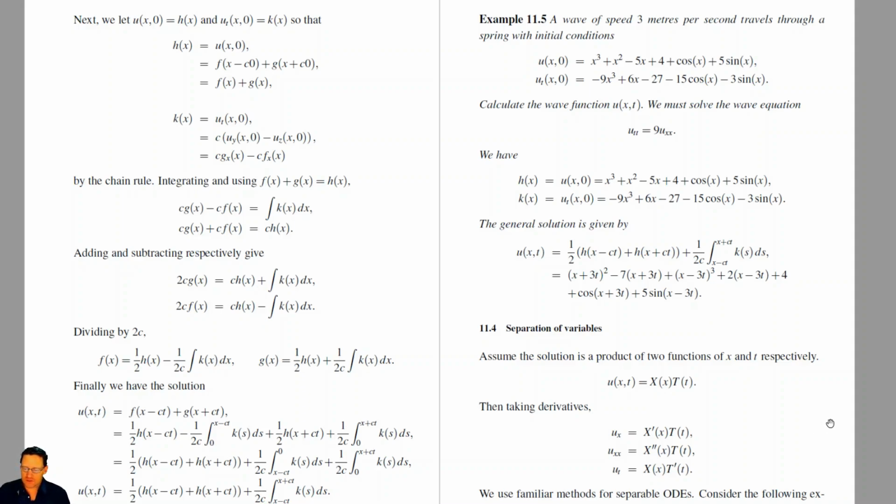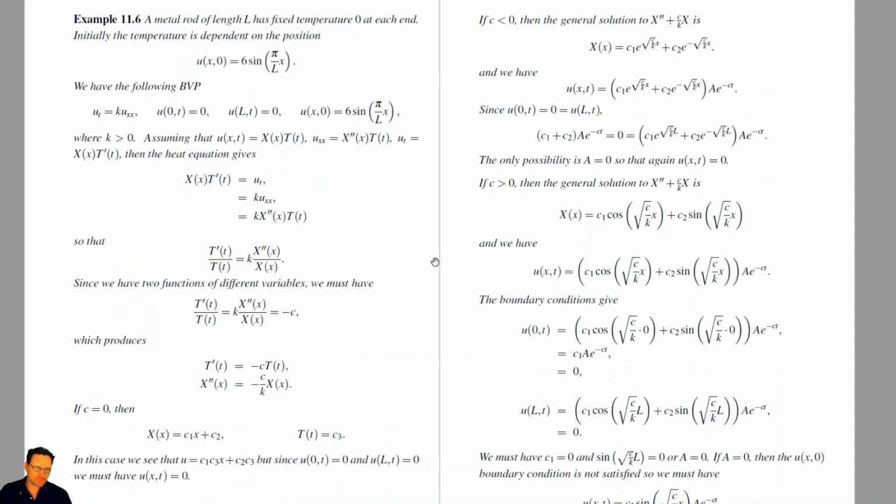Alright, so we're going to use the familiar methods for separable ODEs. So let's have a look at the following example. A metal rod of length L has a fixed temperature 0 at each end. Okay, so we're going to use the heat equation here in one dimension. Initially, the temperature is dependent on the position. Okay, u of x when t is 0 is 6 sine of pi on L x, where L, remember, is the length of the rod. We have the following boundary value problem.